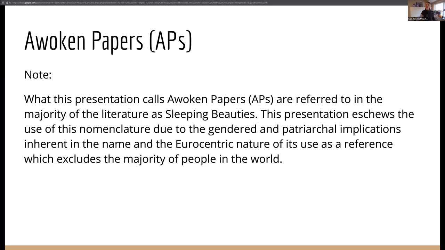Awoken papers, and the other name that I won't use, are essentially papers that receive very few citations for a long period of time, and then you see a spike in citations. So they were asleep and then they awoke. I drew a citation graph of one on the whiteboard behind me, which is probably really, really small on your screen. It is for one I actually found that had the third highest coefficient of anything else, a coefficient I'm about to talk about.